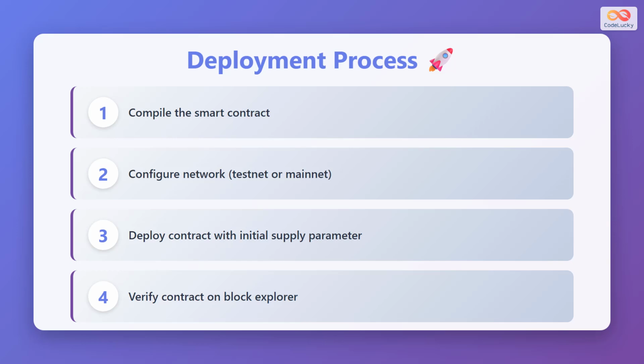Deploying your token involves 4 key steps. First, compile your smart contract to convert the Solidity code into bytecode that the Ethereum Virtual Machine can execute. Second, configure your deployment network. Start with a testnet like Sepolia or Goerli, which uses free test Ether, before deploying to mainnet. Third, deploy the contract by sending a transaction that includes your initial supply parameter. You'll need to pay gas fees for the deployment. Fourth, verify your contract on a block explorer like Etherscan. Verification publishes your source code and proves it matches the deployed bytecode, building trust with users.